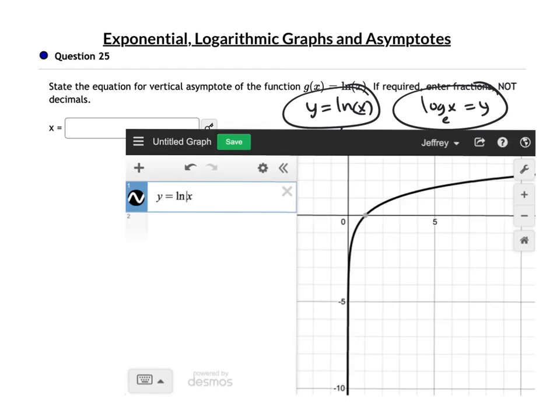Here's the graph of the natural log of x, the log base e. Notice it doesn't look any different than any other log graph that we've looked at. And because there's no horizontal transformation, the asymptote is still the y-axis. It's the equation x equals 0.